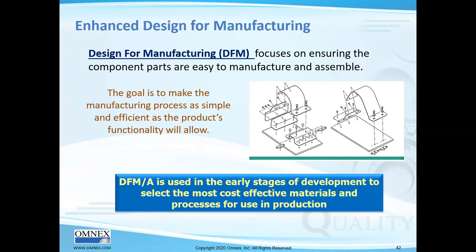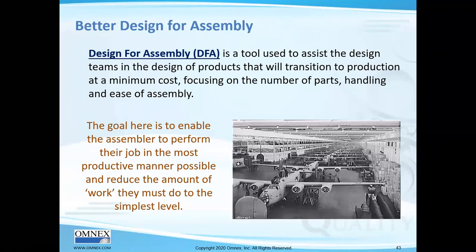Okay. But this new AS9145 really helps drive home including that design for manufacturing, making it easier to manufacture and assemble, right? You can see right there, the goal is to make the manufacturing process as simple and efficient as the product's functionality will allow. It also helps drive home better design for assembly. The goal is to enable the assembler to perform their job in the most productive manner possible and reduce the amount of work they must do to the simplest level. And in doing that, it reduces the variation between assemblers or between operators or between technicians.